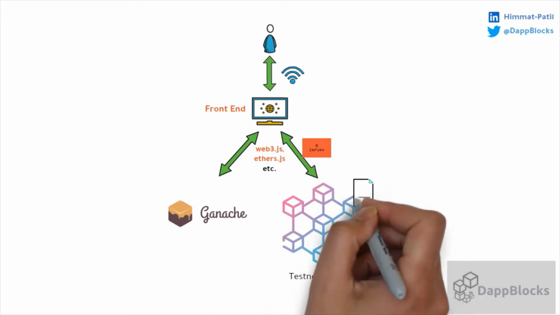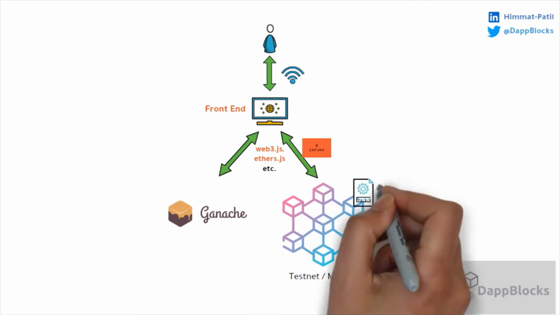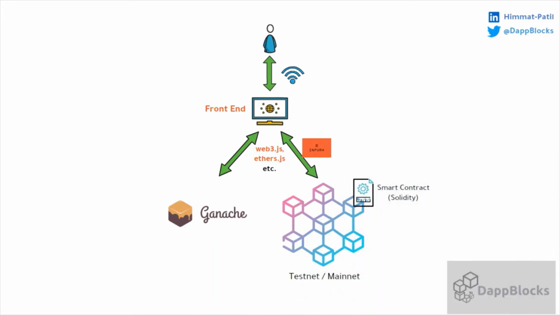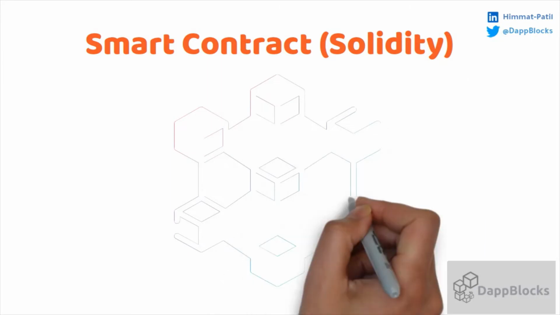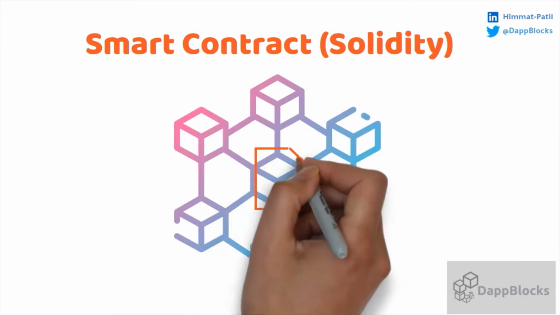Let's get started. Solidity. Solidity is an object-oriented, high-level programming language for implementing smart contracts. What is a smart contract? A smart contract is computer code which runs on the Ethereum blockchain.